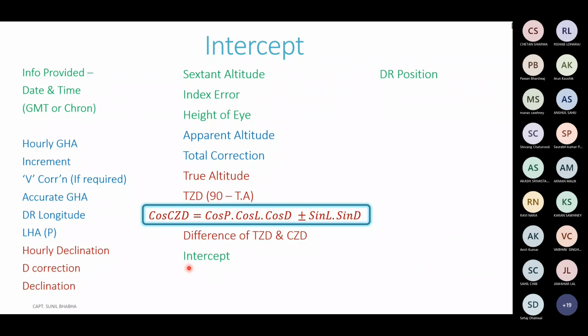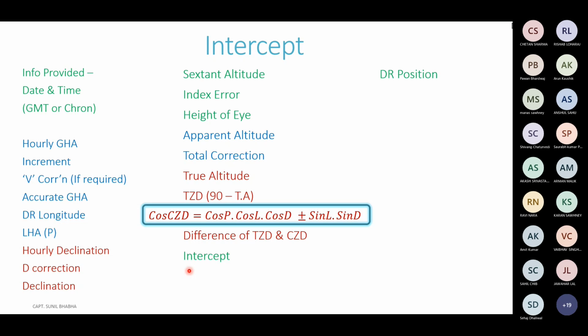Now, once the intercept is obtained, we have to name the intercept. It is named in two ways. Either it can be towards the body or it can be away from the body. So towards the body or away from the body.